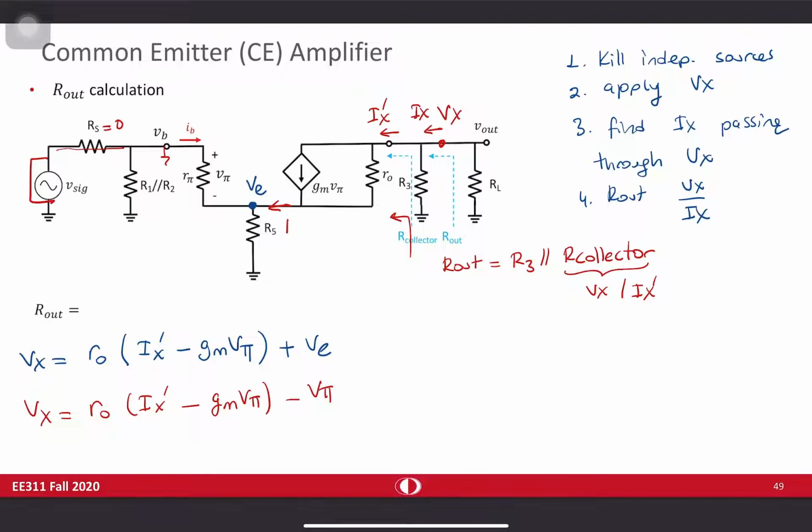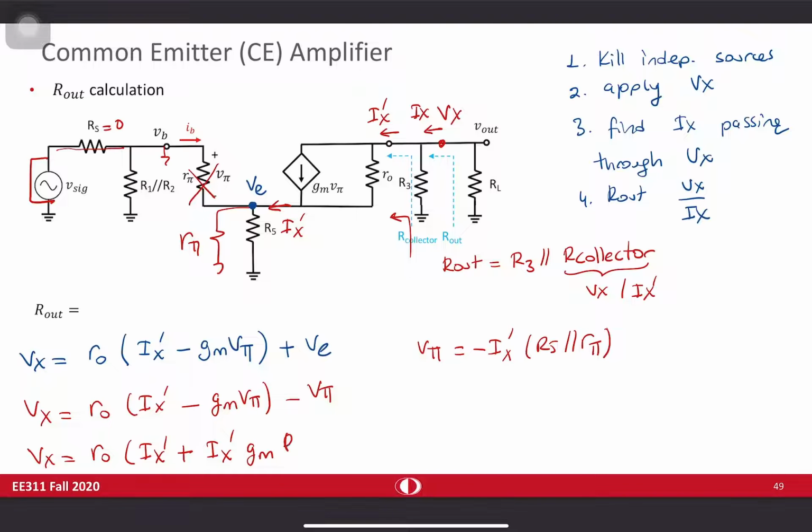This current passing through here is Ix prime. And we have two resistors in parallel then. And this V pi will be then Ix prime times R5 in parallel with R pi, with a negative sign. So Vx will be equal to R0 times Ix prime plus Ix prime Gm times R5 in parallel with R pi, times R0, plus Ix prime times R5 in parallel with R pi.